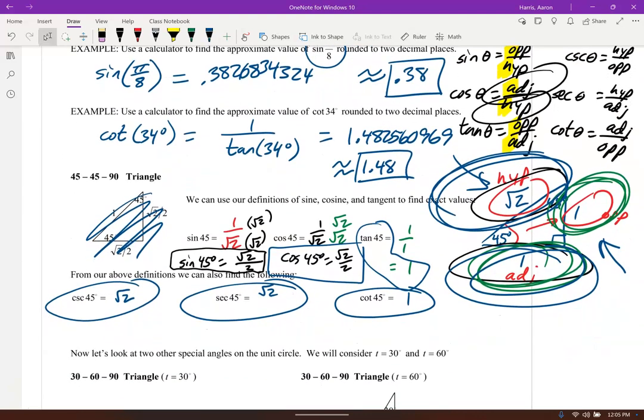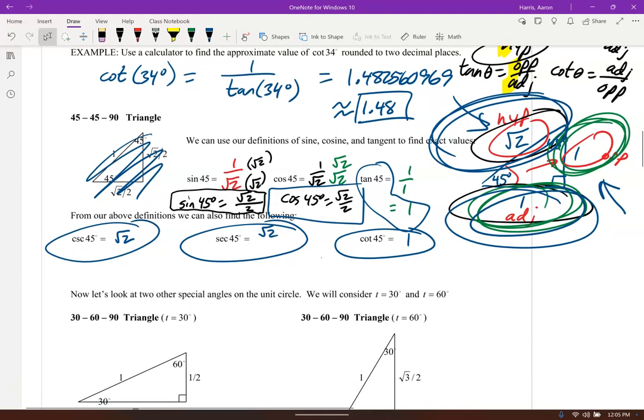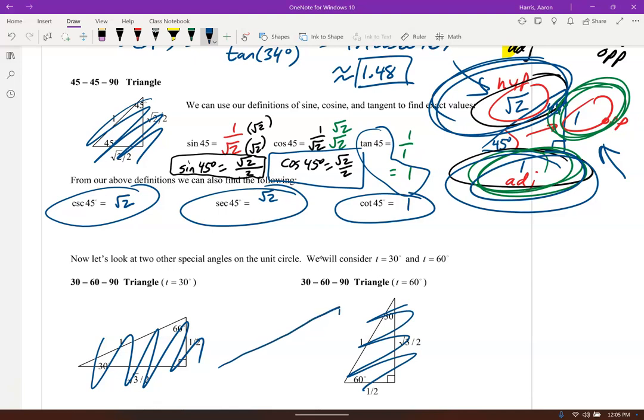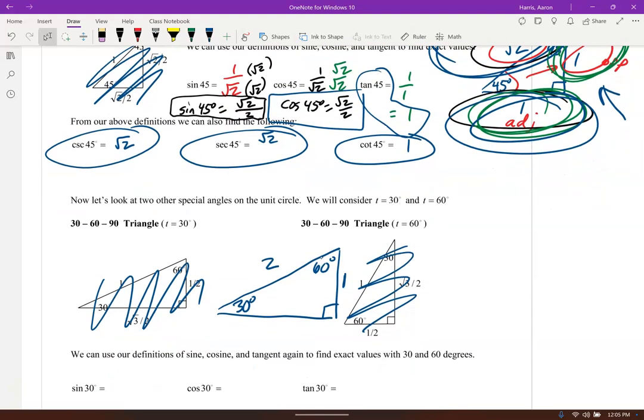Now let's talk about the 30, 60, 90. And you can kind of see how these right triangle trig kind of fits into our unit circle here. Again, I like to use the classic 30, 60, 90 instead of cutting it in half. So I go 30, 60, 90. Opposite the 30 is 1. Hypotenuse is 2. Opposite the 60 degrees is square root of 3. Okay, that's the one I like to use. I'll talk about similar triangles and those other ones in just a sec.